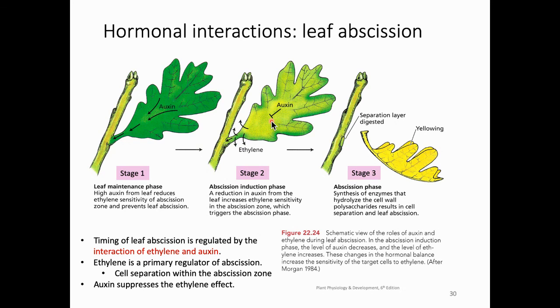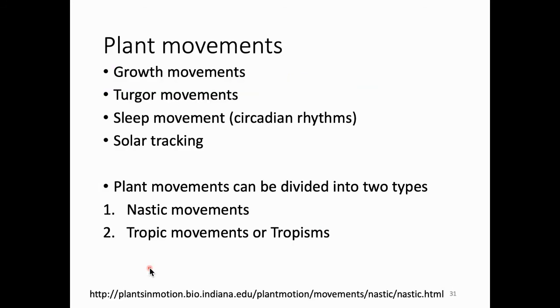The abscission phase is the synthesis of enzymes that hydrolyze or digest the cell wall polysaccharides, resulting in cell separation and leaf abscission. Timing of leaf abscission is regulated by the interaction of ethylene and auxin, right? Like we have seen in this picture, ethylene is the primary regulator of abscission and cell separation in the abscission zone, and auxin will suppress the ethylene effects.